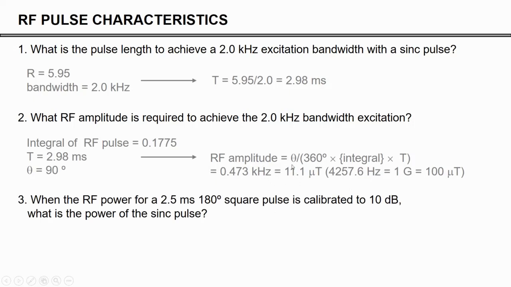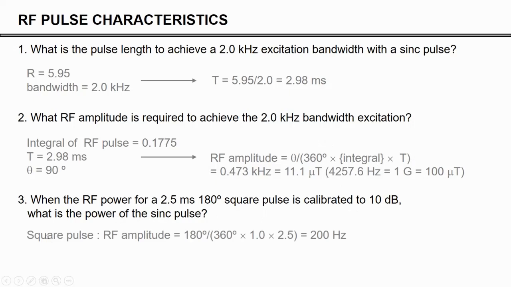Knowing this, sometimes you want to know what is the amplifier setting in decibel that I need to achieve this amplitude. Well, the system typically does a calculation, a calibration for you. For example, it may calibrate using a 2.5 millisecond square pulse. And let's say that this pulse gives you your inversion at an amplifier setting of 10 decibel. What is then the power of the pulse that we want to use?